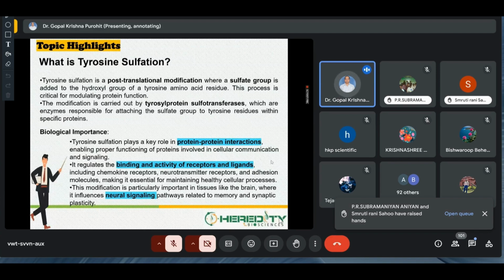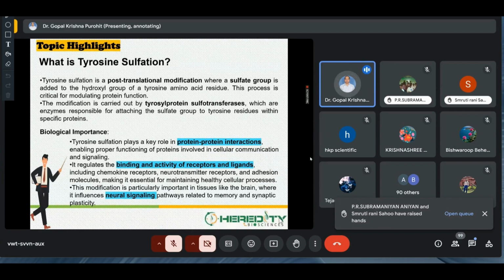What is tyrosine sulfation? Tyrosine sulfation is a post-translational modification where a sulfate group is added to the hydroxyl group of the tyrosine amino acid residue. This process is critical for modulating protein functions. Tyrosylprotein sulfotransferases are the enzymes responsible for attaching the sulfate group to tyrosine residues within specific proteins.